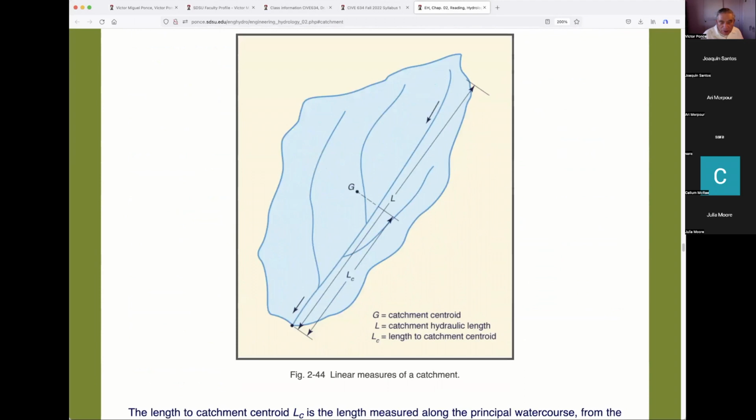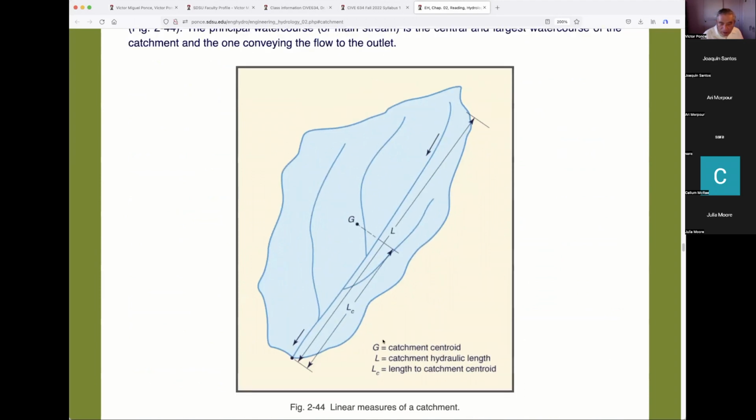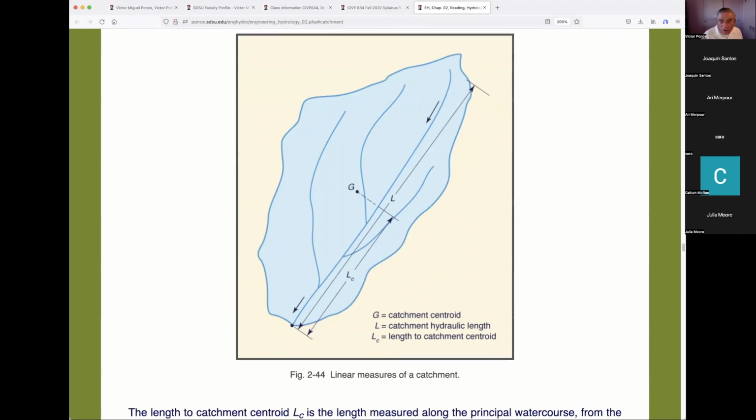The standard linear measures are two. The catchment hydraulic length, which is L over here, is the total length from the upstream point, very close to the border, or rather to the headwater, all the way to the mouth. The other linear measure that is much used in unit hydrograph theory is L sub C, which is the length from the mouth to the centroid. And the centroid is the center of gravity of the basin, which must be determined in some reasonable way.